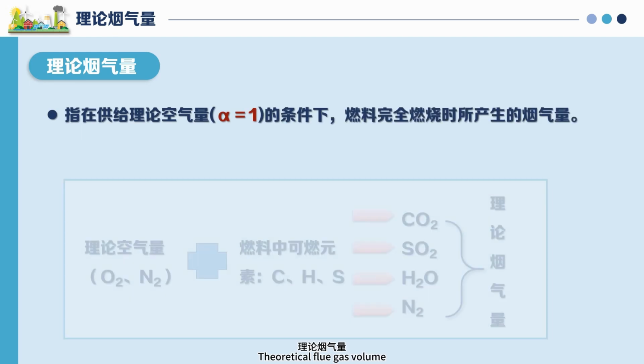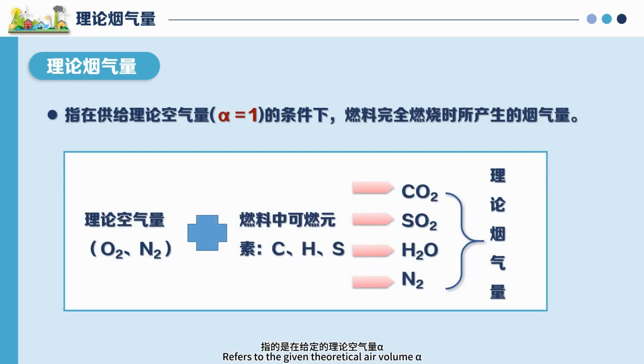Theoretical flue gas volume refers to the amount of smoke generated by complete combustion of fuel given the theoretical air volume, under the condition that alpha is equal to 1. Theoretical flue gas volume is equal to the amount of combustion products generated by complete combustion of fuel, plus the amount of water and nitrogen brought in by air and fuel.